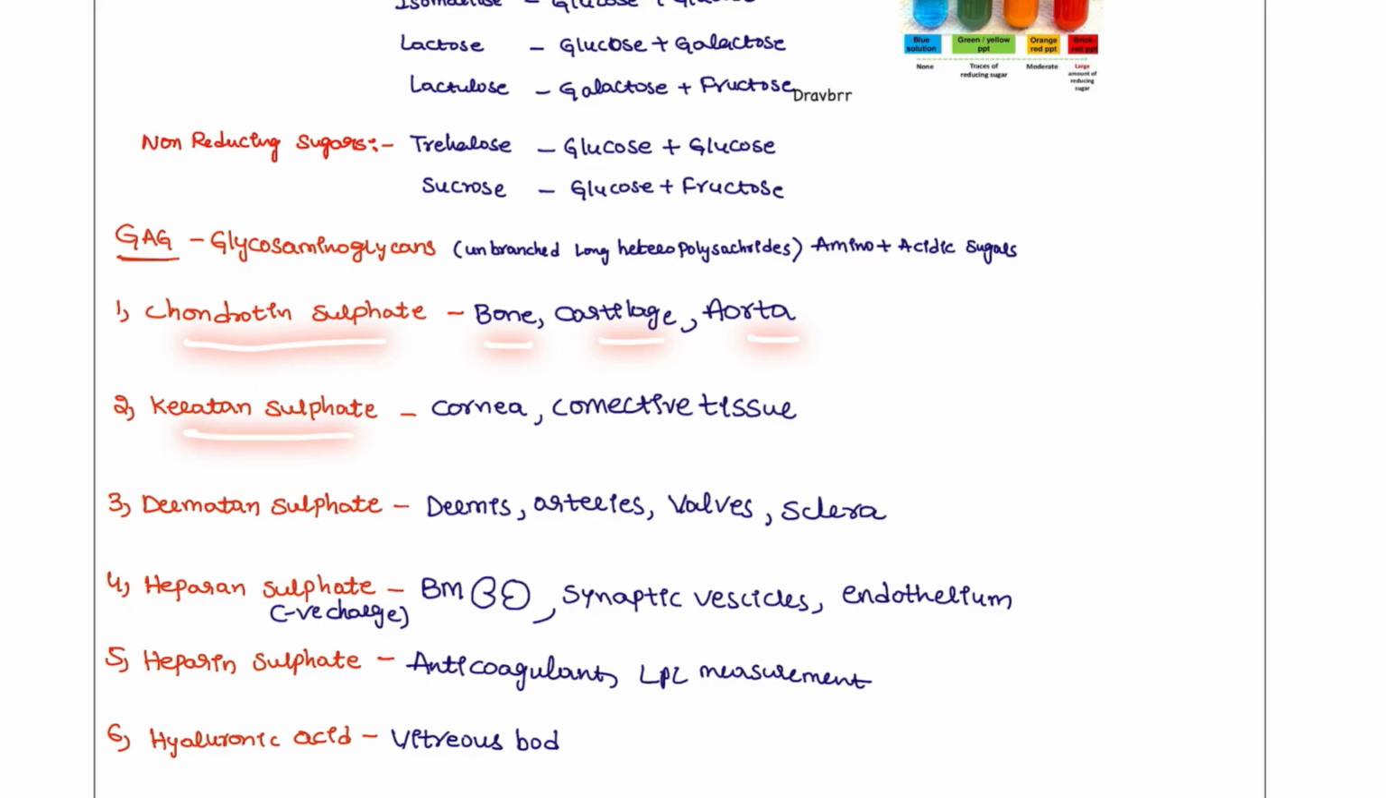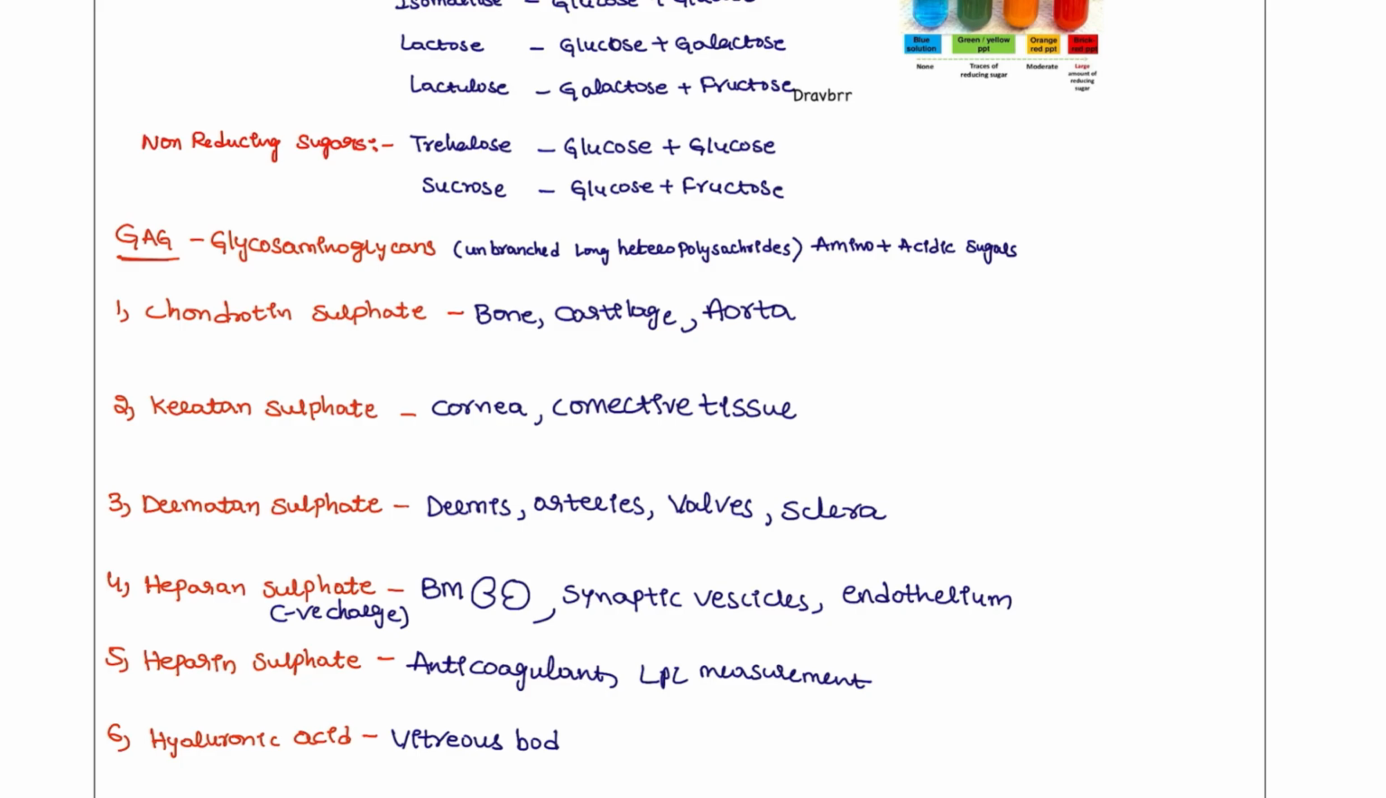Keratan sulfate is present in the cornea and the connective tissue. Dermatan sulfate is present in the dermis, arteries, valves like heart valves, and also the sclera. Heparan sulfate is most important, present in the basement membrane of the kidney.